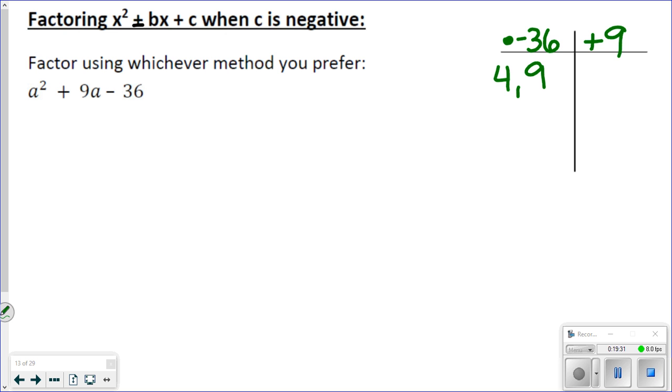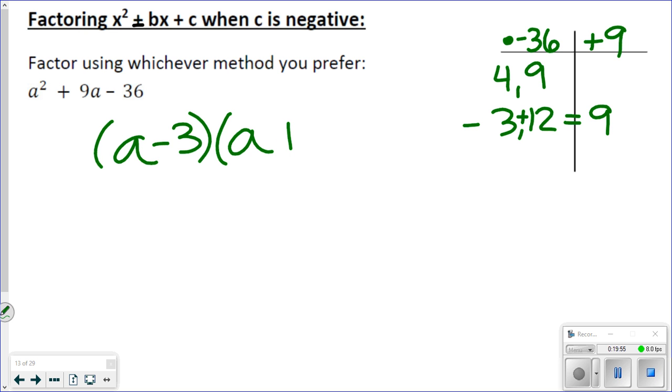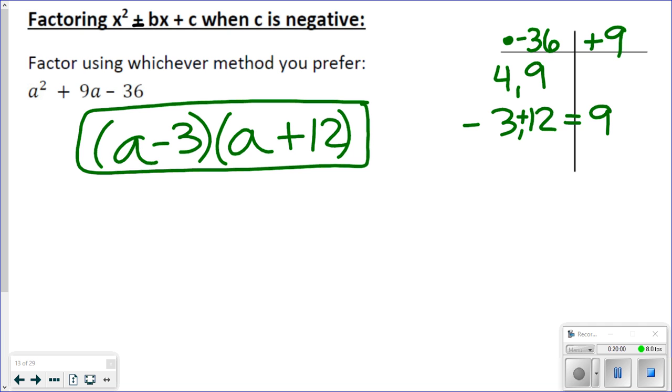Four times 9 comes to my head right away. 3 times 12. So this will be a negative 3 and a positive 12 is going to get me to that 9. So a minus 3, a plus 12. And again, you can always check your work by foiling back through.